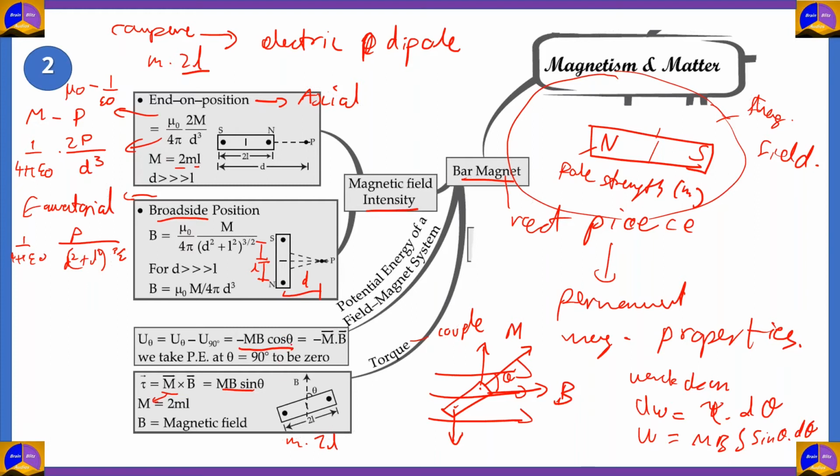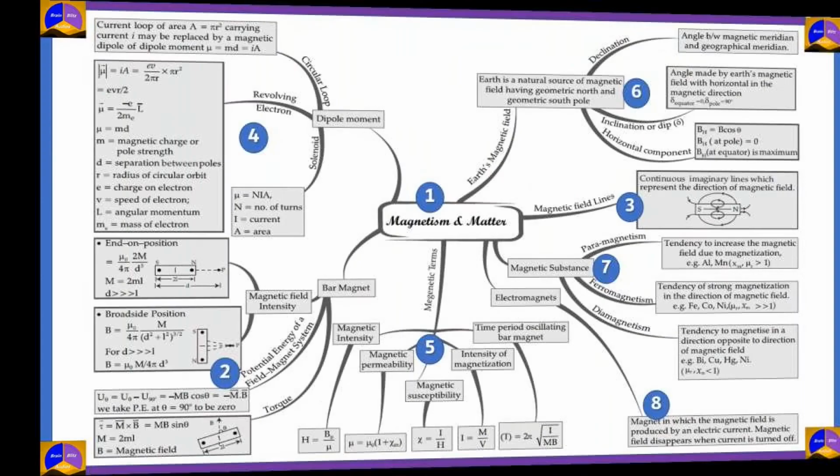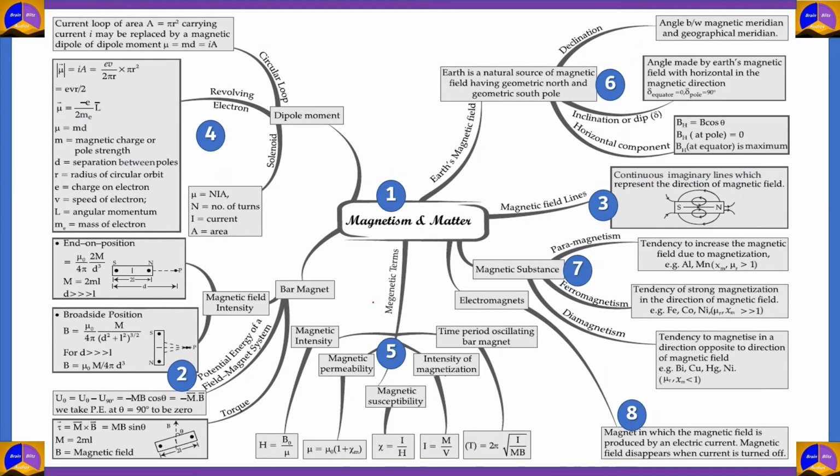Again, since cos theta is usually present in dot products, we can write it as minus m bar dot B bar. In this scenario, we take the potential energy at theta equal to 90 degrees to be 0 because cos 90 is equal to 0. And that is the lowest part. So this is all about the bar magnet, and the bar magnet has a lot of comparisons with the electric dipole in the way of its torque, its potential energy and its magnetic field intensity.